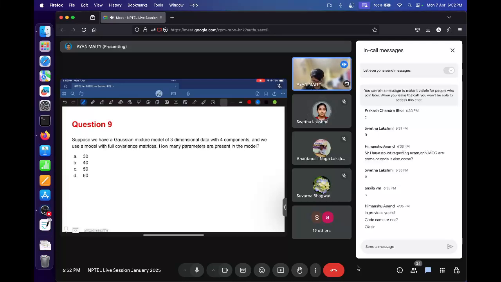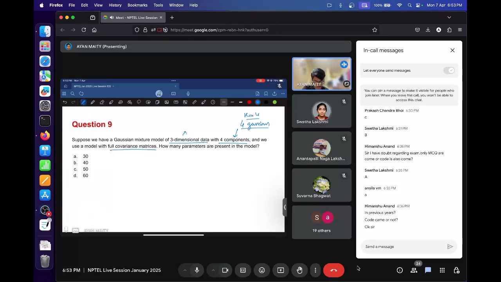Now question 9. Suppose we have a Gaussian mixture model of 3-dimensional data points with 4 components. So 4 components basically means 4 Gaussians, or 4 clusters basically, k equals to 4. And we use a model with full covariance matrix. How many parameters are present in the model?